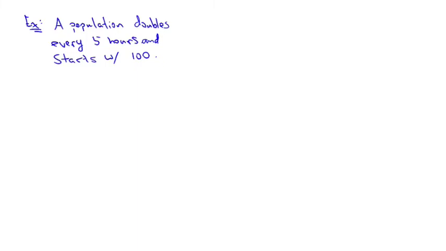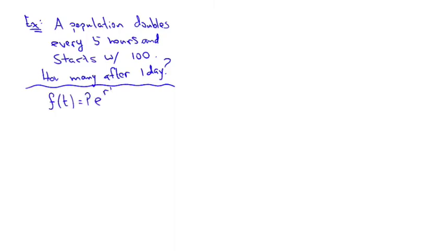All right, so a population doubles every 5 hours, and it starts with 100. How many after 1 day? 24 hours. How many would we expect in this population? Now, there's 2 ways of doing this, but I'm going to do it with PERT. You can also do it with 2 raised to a power. That one also works, but PERT is a nice constant. So if I have f of t equals PERT, I'll show you the book formula a little bit later. Do I know anything about this problem?